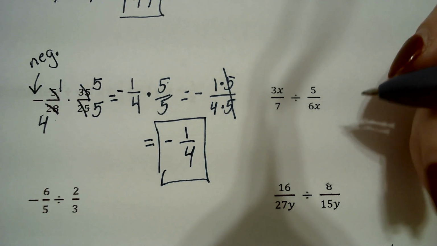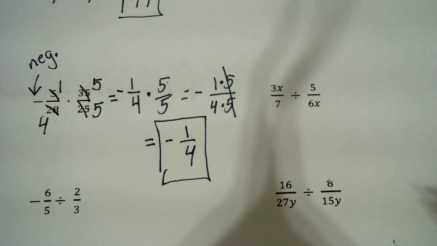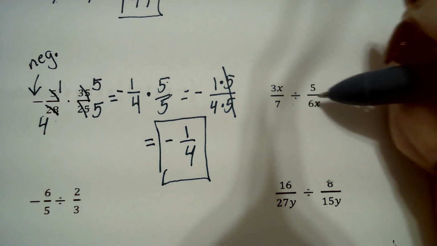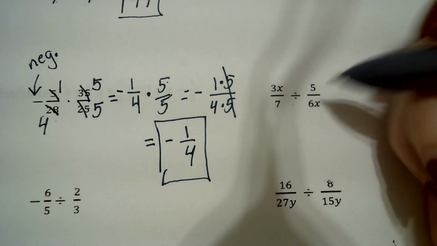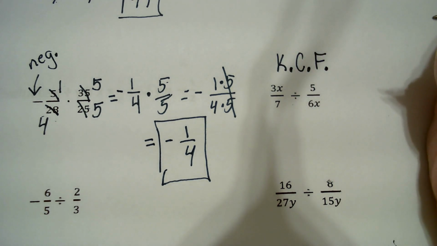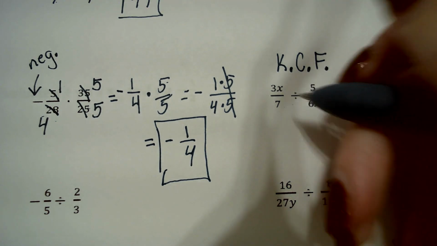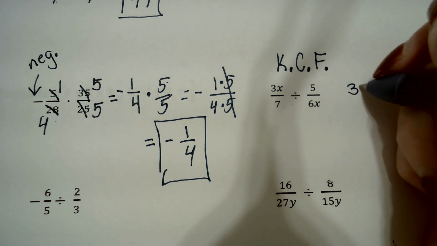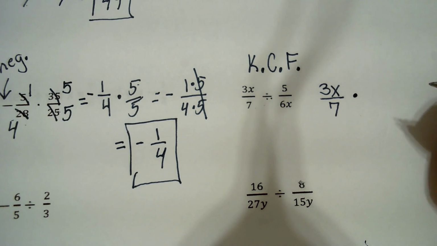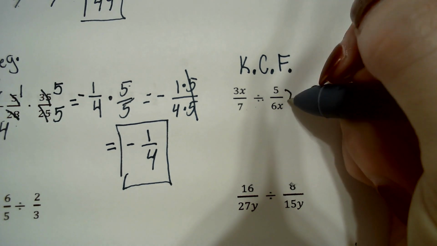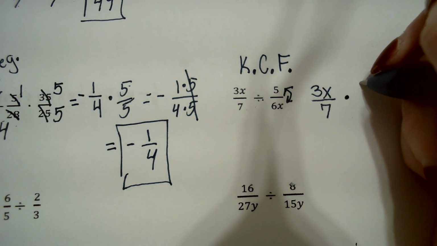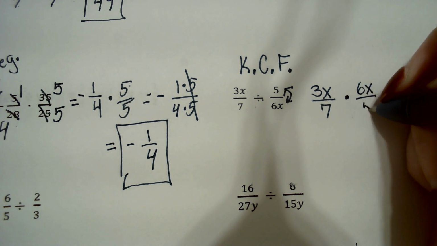Next, let's add some variables to the mix. Here we have variables and division. So we have 3x over 7 divided by 5 over 6x. For division, we learned to use a trick called keep, change, flip. So that means we're going to keep our first fraction the same. So that'll be 3x over 7. We change division to multiplication. And we flip our second fraction into its reciprocal. So that will be 6x over 5.